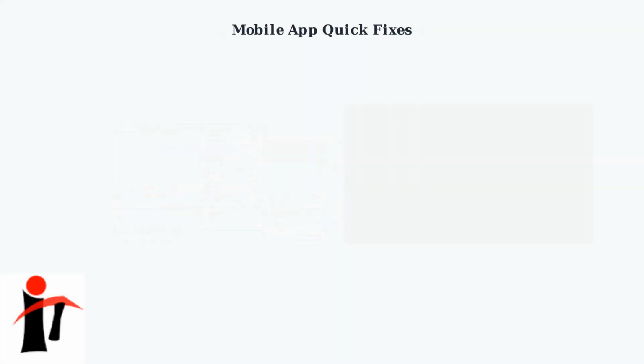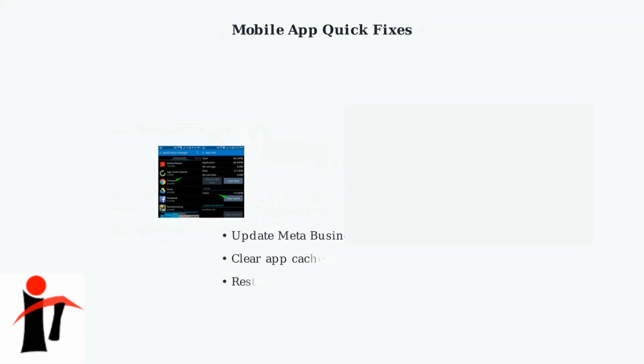For mobile app issues, first update the Meta Business Suite app to the latest version from your App Store. Clear the app's cache and data through your device settings. This removes corrupted temporary files. Restart your device to refresh system processes. If problems continue, uninstall and reinstall the app completely to ensure a clean installation.